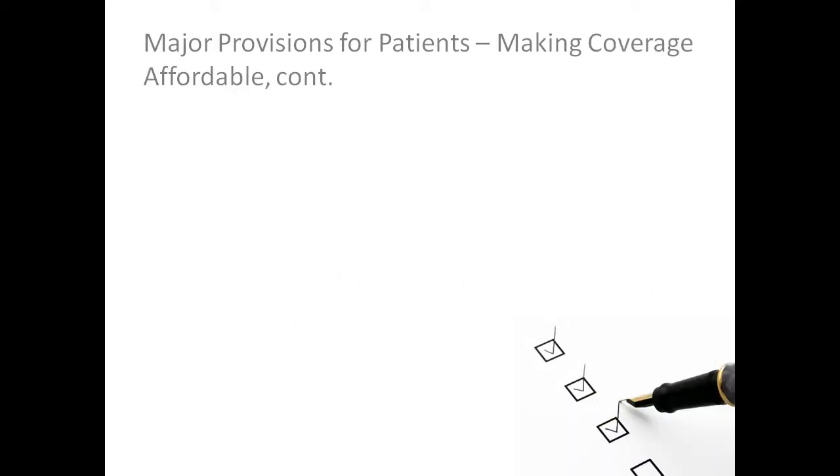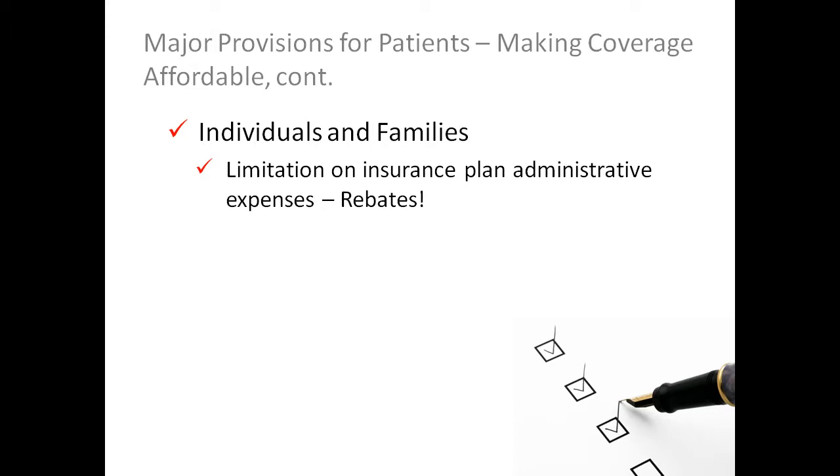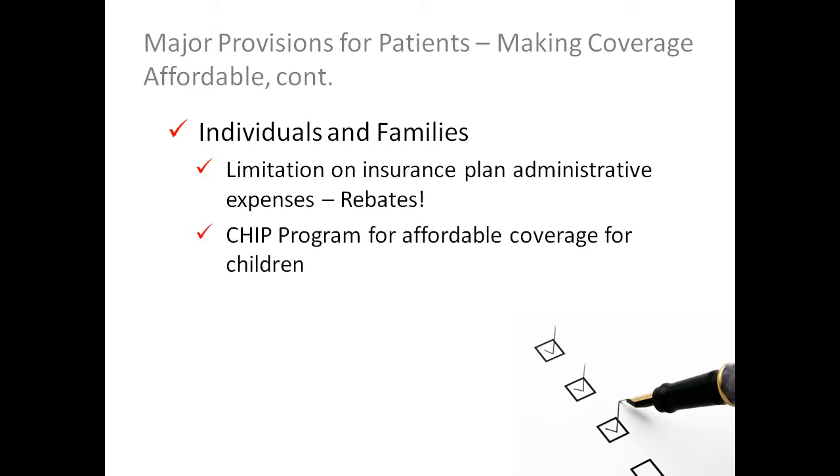For individuals and families, provisions to make coverage more affordable include the 15% limitation on insurance plan administrative expenses, which has led to rebates to policyholders in 2012. Expansion of the Child Health Insurance Program, or CHIP, to make coverage more affordable for children, and tax credits for those purchasing insurance coverage through health insurance exchanges or other private sources.